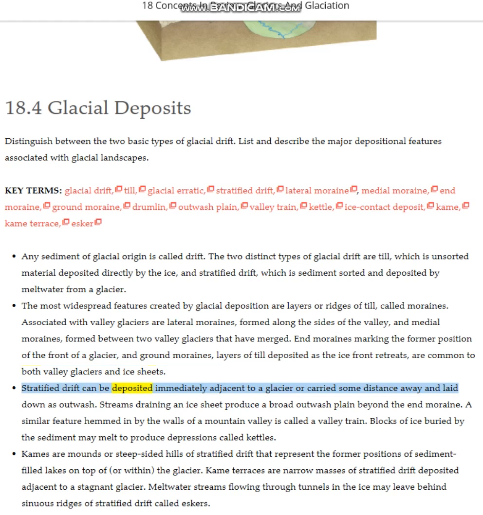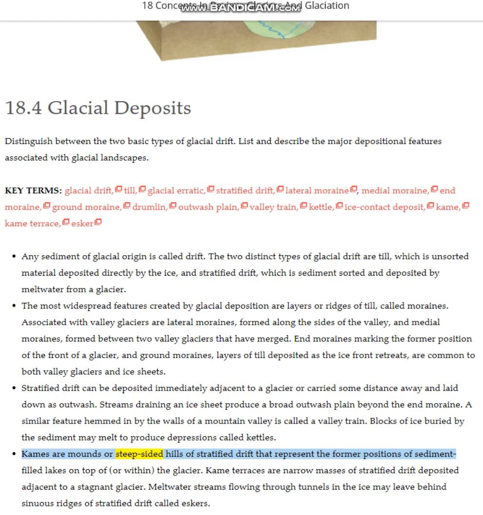Stratified drift can be deposited immediately adjacent to a glacier or carried some distance away and laid down as outwash. Streams draining an ice sheet produce a broad outwash plain beyond the end moraine. A similar feature hemmed in by the walls of a mountain valley is called a valley train. Blocks of ice buried by the sediment may melt to produce depressions called kettles.